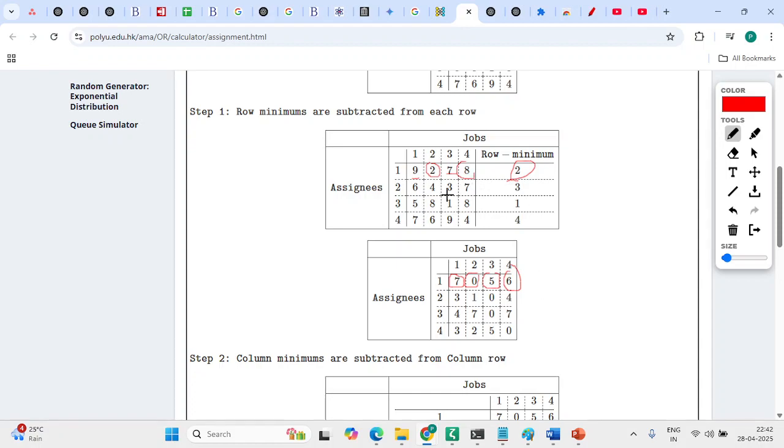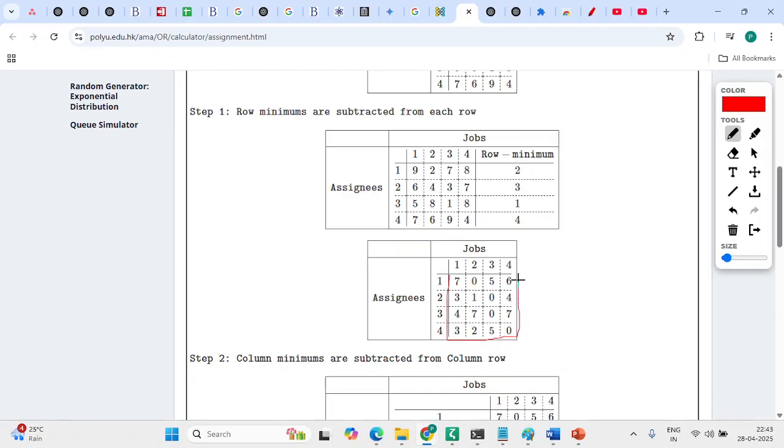Similarly, for this row, we are going to subtract 3 from each number. So if you subtract 3 from 6, you will get 3. If you subtract 3 from 4, you will get 1, and so on. I hope you got the idea. So after doing this step, where we subtract the minimum number from each element of that row, we will get this matrix.